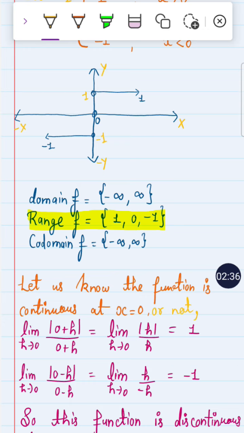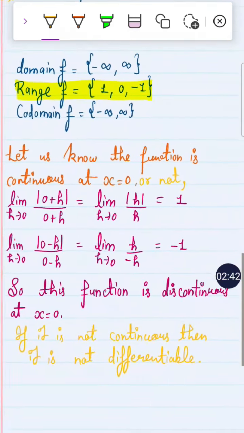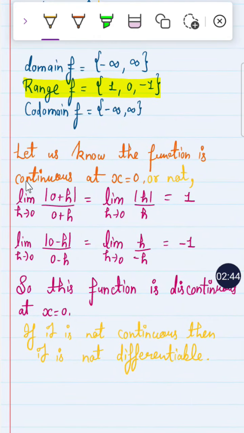The limit of the function goes to 1 from the right and minus 1 from the left, and at 0 it is 0. So the function is discontinuous at x equals 0. So it is not continuous. If it is not continuous, then it is not differentiable too.